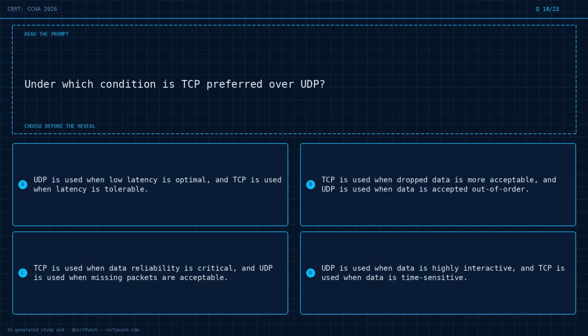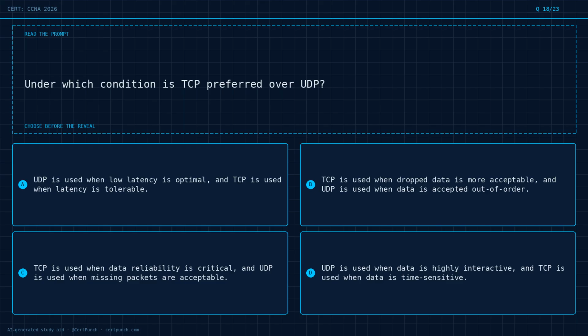Question 18 of 23. Under which condition is TCP preferred over UDP? Option A. UDP is used when low latency is optimal, and TCP is used when latency is tolerable. Option B. TCP is used when dropped data is more acceptable, and UDP is used when data is accepted out of order. Option C. TCP is used when data reliability is critical, and UDP is used when missing packets are acceptable. Option D. UDP is used when data is highly interactive, and TCP is used when data is time-sensitive.